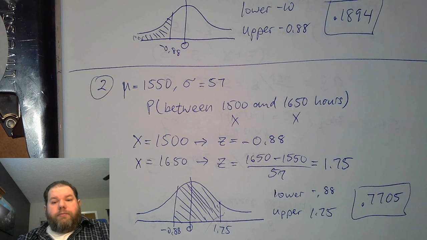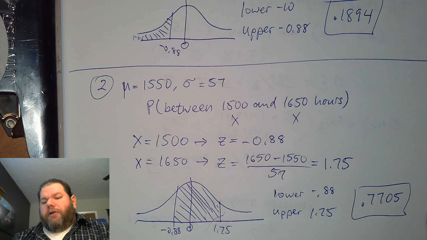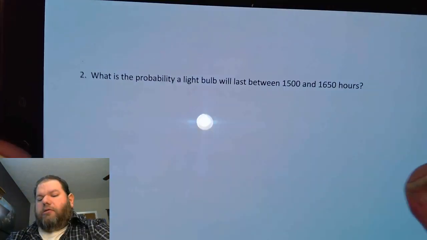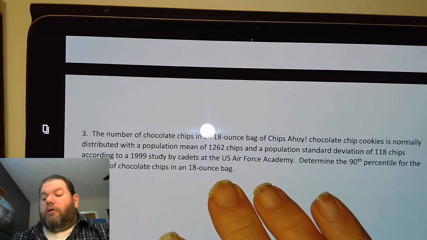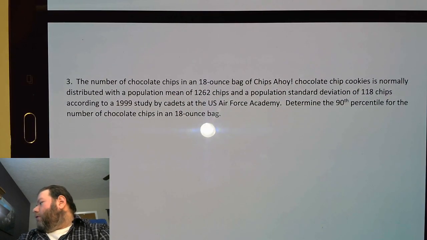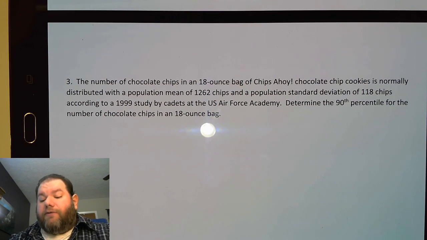So, in those first two problems, fairly cut and dry. Moving on to problem 3. The number of chocolate chips in an 18-ounce bag of Chips Ahoy chocolate chip cookies is normally distributed with the population mean of 1,682 chips and a population standard deviation of 118 chips, according to a 1999 study.